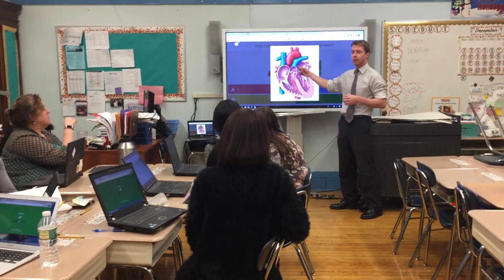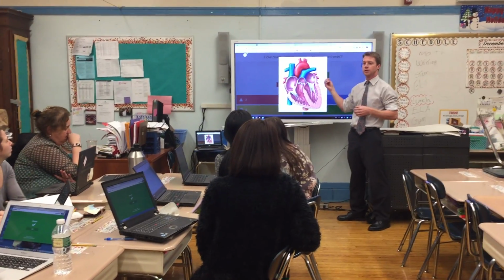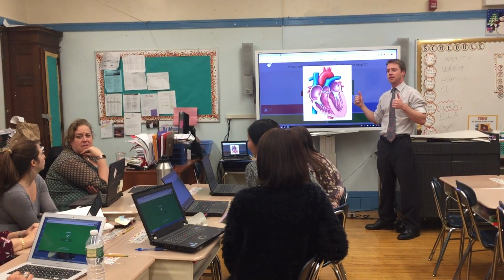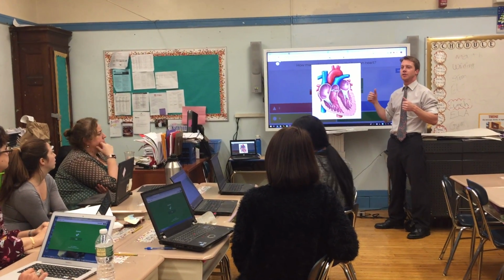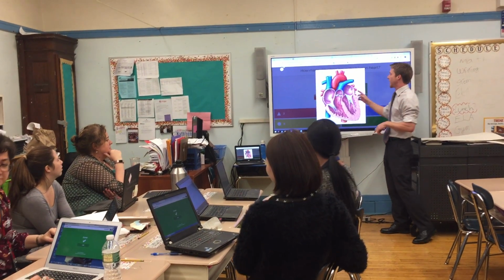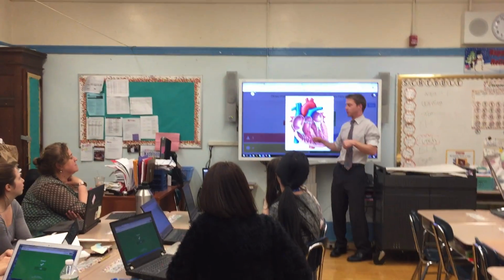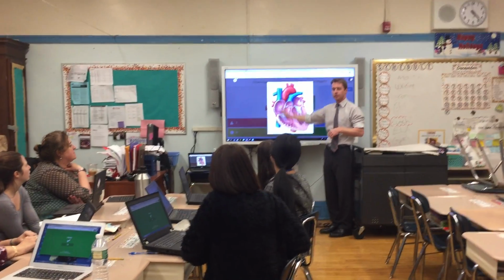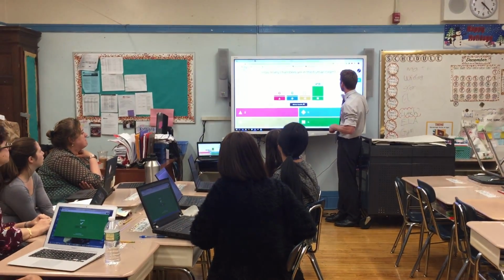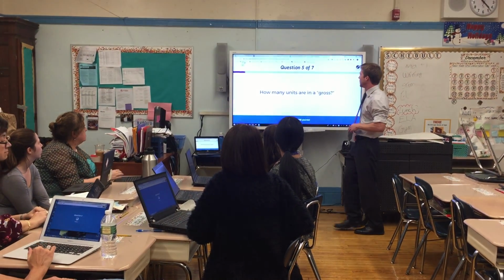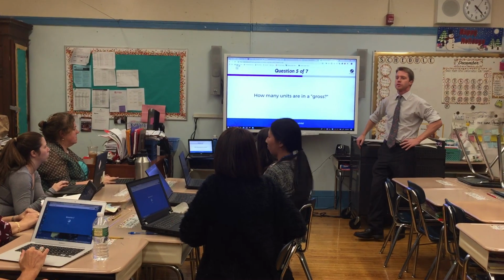Just to run through, anyone know the 4 chambers? Left and right ventricle. Yeah. And the left and right atrium. Yeah. And in the diagram of the heart, we're viewing it from our own perspective. So these are your left chambers, right chambers. All right. Next question. I think 2 left. How many units are in a gross?